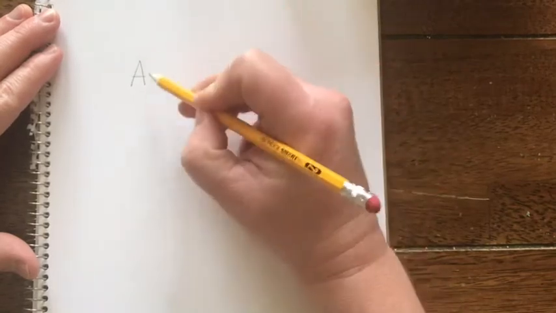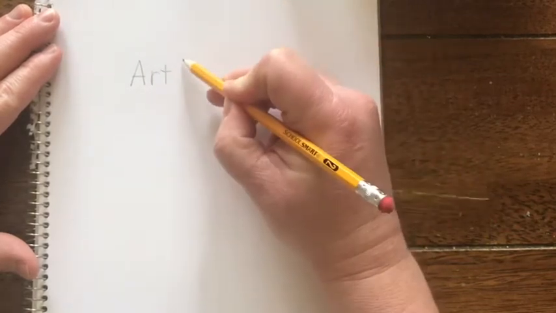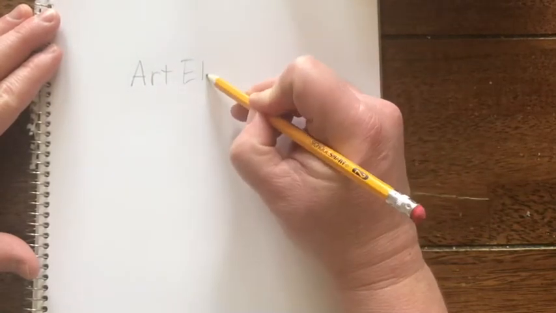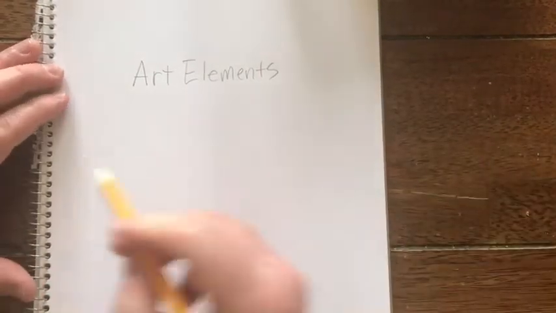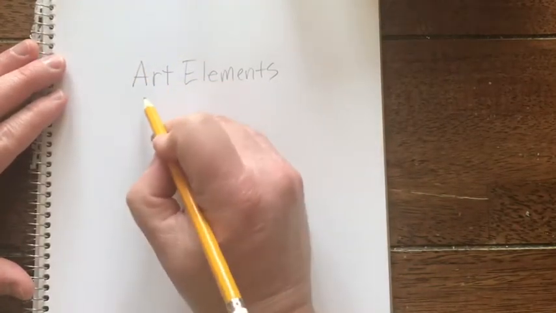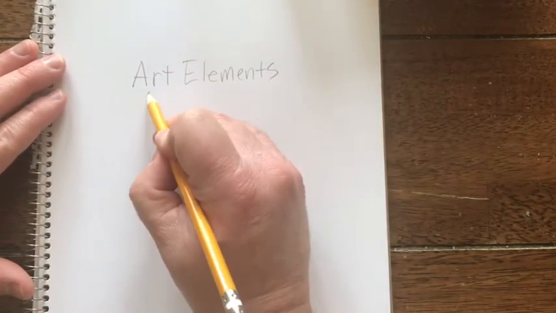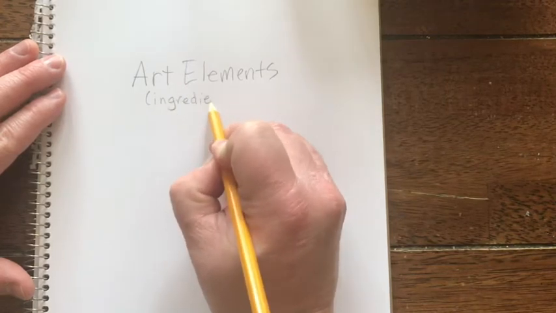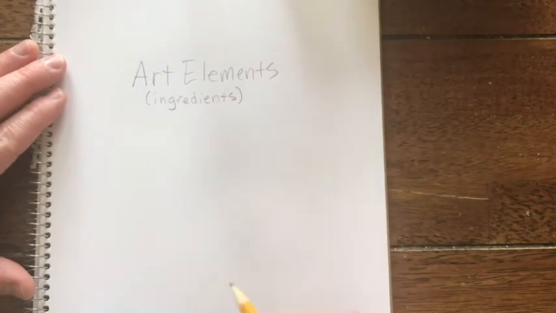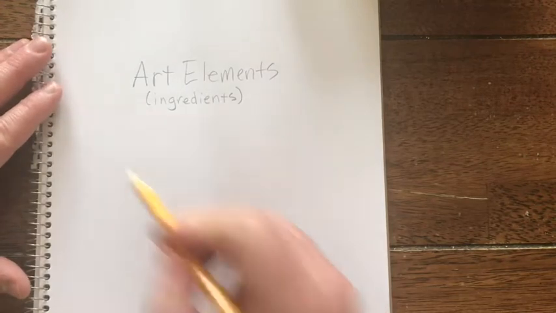So as we get started, we want to begin by talking about the art elements. And the elements of something are just kind of the basic building blocks of things. What we might think of like if you were cooking as ingredients. So for example, if you were going to make a pepperoni pizza, you would need things like crust and sauce and cheese. Those are your ingredients.